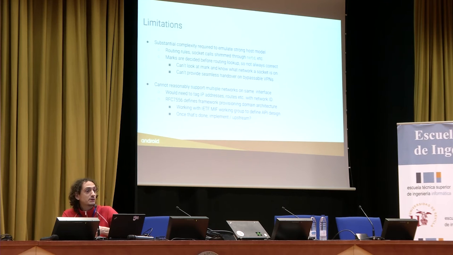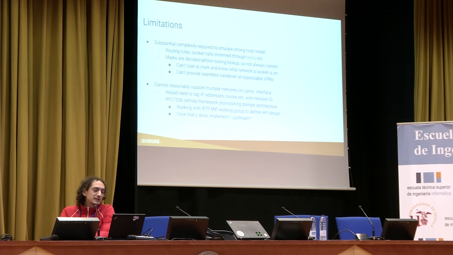For example, the socket mark in a network is decided before the routing lookup, so it's not always correct. You pick a socket mark, and that's basically the network that you're deciding to try to connect on. But if you're actually connecting to the loopback address, the routing table that you actually hit is the local table, which is at the top of the list of rules. What that means is that you can't look at a socket mark and figure out what interface that connection is actually going out on.